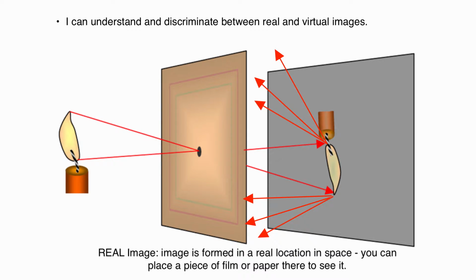And again, here you see diffuse reflection. It's bouncing off in every direction. And that's what you would want, so you can actually see the image form there. So this image formed in actual physical space. We could put a piece of paper there or a piece of film there and actually record the image, actually see it there. And that's what we call a real image.